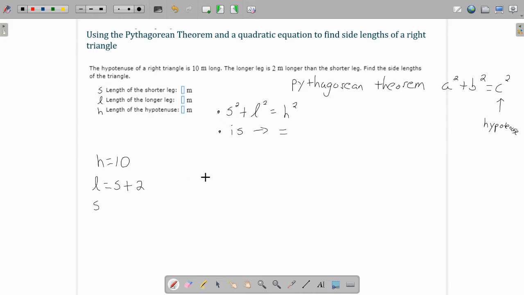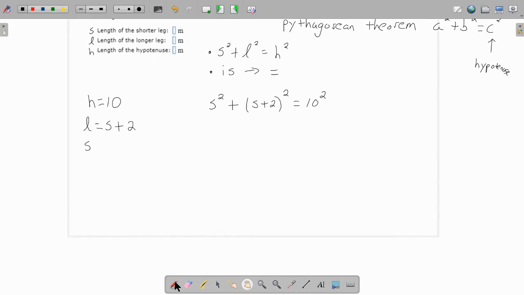So we're going to write this problem as our S is just S because they didn't tell us that, plus our L is S plus 2 squared, and our H is 10 squared, which is 100. You can jump to the 100 if you want. Okay, this will end up being a factorable quadratic.